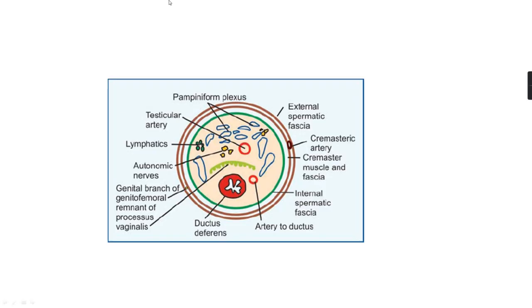Okay. See, this is a cross section of the spermatic cord. You can see here the layers and the contents, as I already told you: testicular artery, testicular vein, pampiniform plexus, autonomic nerves, genital branch of the genitofemoral nerve, ductus deferens, artery of the ductus deferens, cremaster artery, etc. That's all about the introduction of all the structures of the male genital organs. Now we will see how we can hold the testes and which are the parts of the testes.